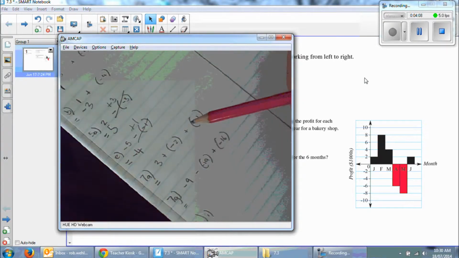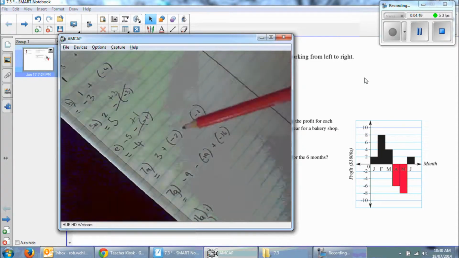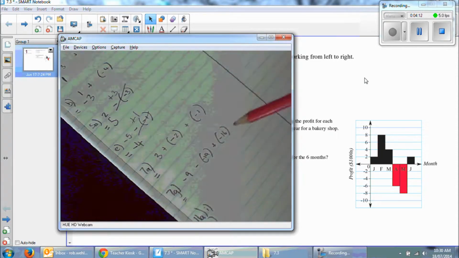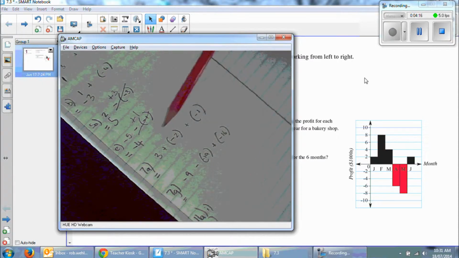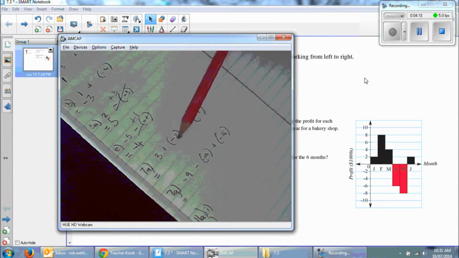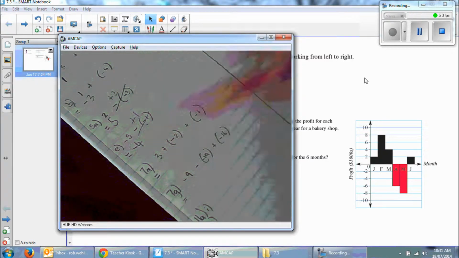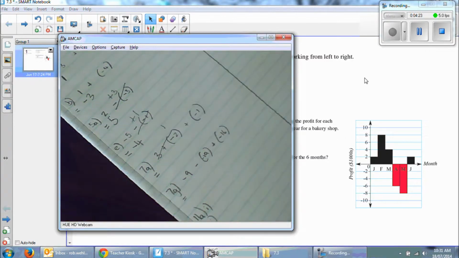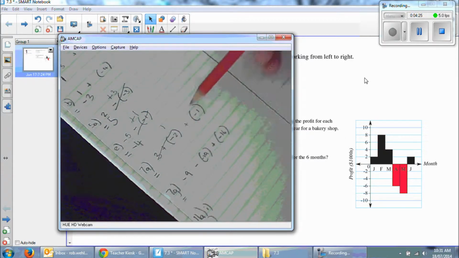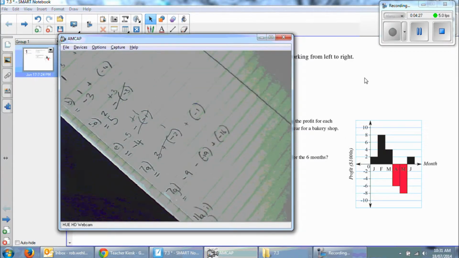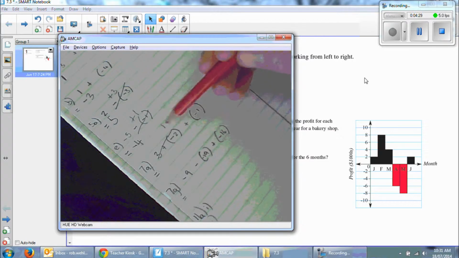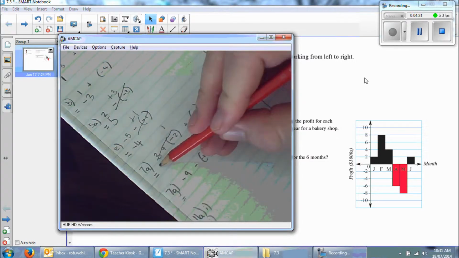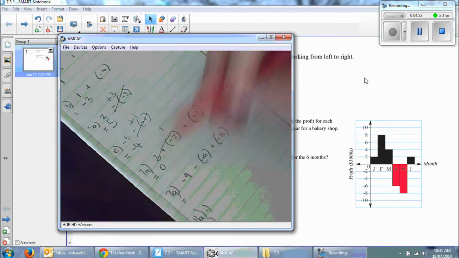Here, question 7. We just have more operations. So I start with $3 and then I add a debt of $2, which means that I'm left with $1. Now, I've got $1 and I add a debt of -1, which means that it wipes out my $1 and I'm left with 0.